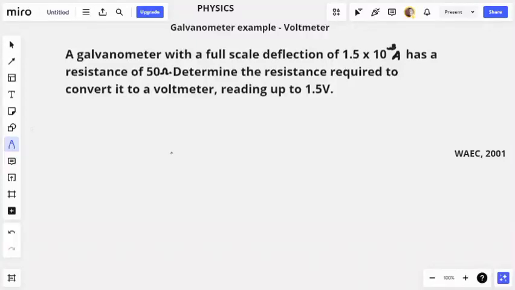Take this question, WAEC 2001 on galvanometer. A galvanometer with a full-scale deflection of 1.5 times 10 raised to power minus 3 amps has a resistance of 50 ohms. Determine the resistance required to convert it to a voltmeter, reading up to 1.5 volts. So let's quickly do that.